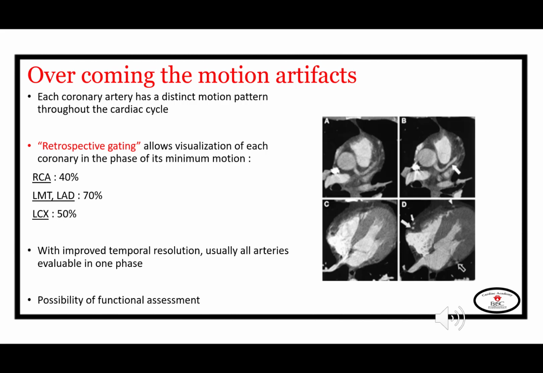To overcome the motion artifacts, because the heart and the coronary arteries are continuously moving, we can use retrospective gating to detect the phase of the cardiac cycle in which the least cardiac motion occurs. With advancement in the CT machines and improved temporal resolution, we can usually now detect and evaluate all arteries in a single phase of the cardiac cycle.